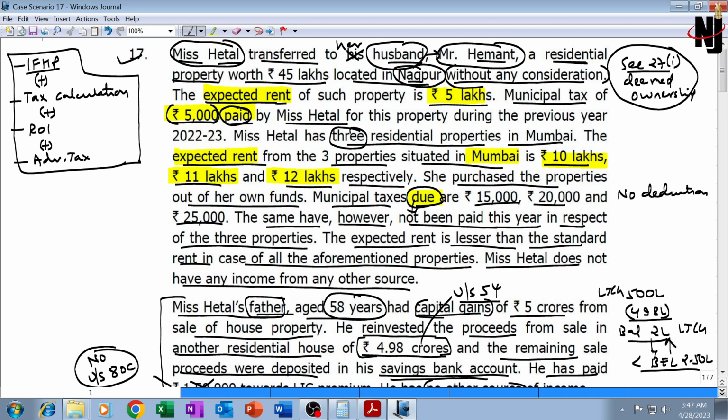So first of all, we'll have to calculate the NAV of all the properties and then work out accordingly. We'll have to take a call. Whichever properties have got the lowest NAV, those 2 properties will be deemed to be let out, and those properties which have got higher NAV will be deemed to be self-occupied.